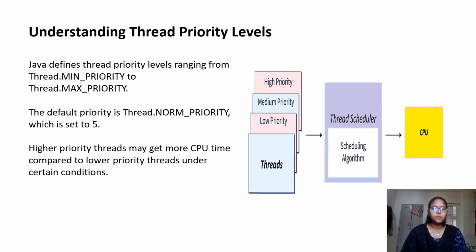So, understanding the thread priority levels. Java defines thread priority levels ranging from Thread.MIN_PRIORITY to MAX_PRIORITY. The default priority is Thread.NORM_PRIORITY, which is 5. Higher priority threads may not get more CPU time compared to lower priority threads under certain conditions. Here we can see the image with three priorities, high, medium and low priority threads, handled by the thread scheduler's algorithms.